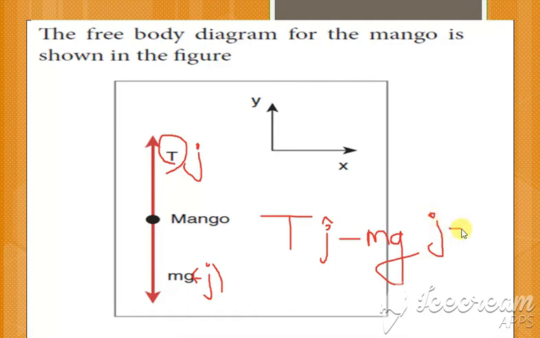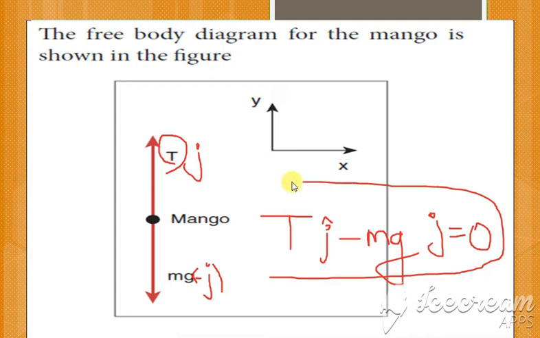that is equal to 0. The total force which you are considering will be equal to 0. So we are writing T j cap minus, and we write minus here because this is moving in the negative y direction. So minus mg into j cap is equal to 0. Yes, clear with this equation?